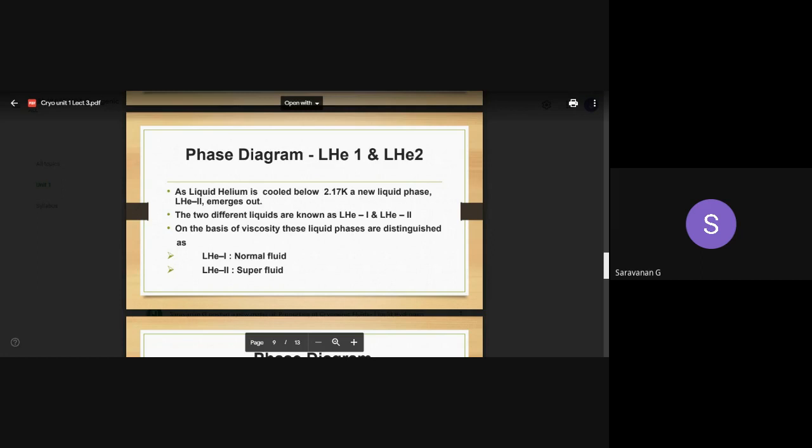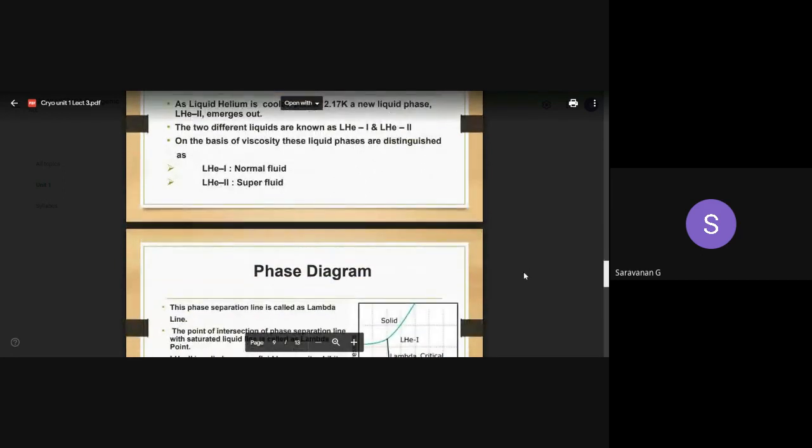They can be distinguished based on their viscosities. Liquid helium 1 is a normal fluid, and liquid helium 2 is a superfluid. Just now we were discussing flow through capillary tubes of 10 power minus 7 to 10 power minus 9, where the viscosity cannot be measured with this fluid. It is called a superfluid. So based on the range of viscosity measurement, these two fluids, liquid helium 1 and liquid helium 2, are termed normal fluid and superfluid.